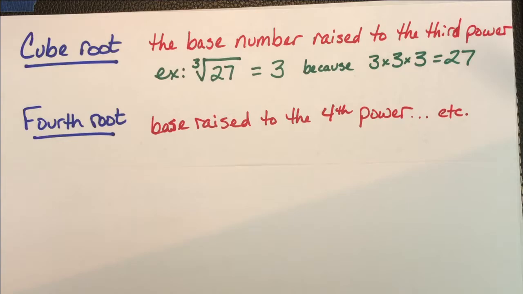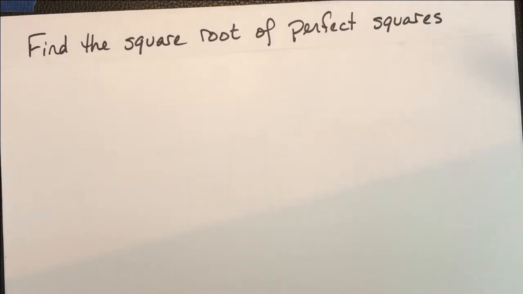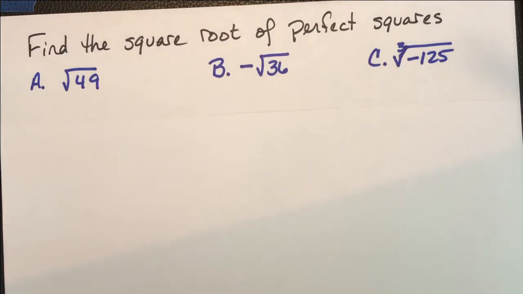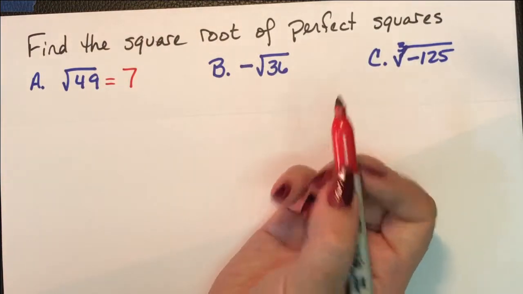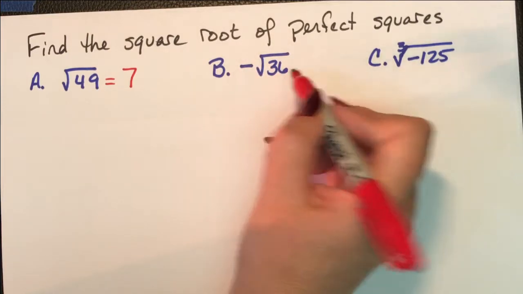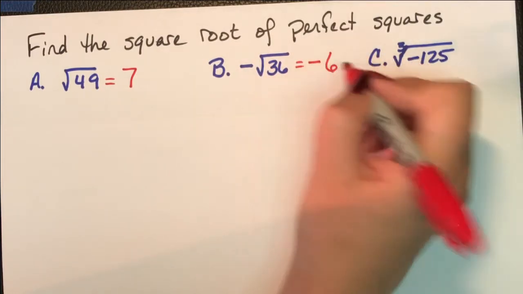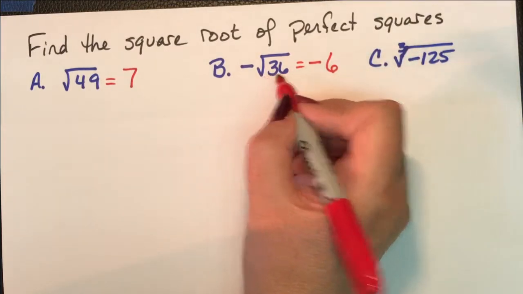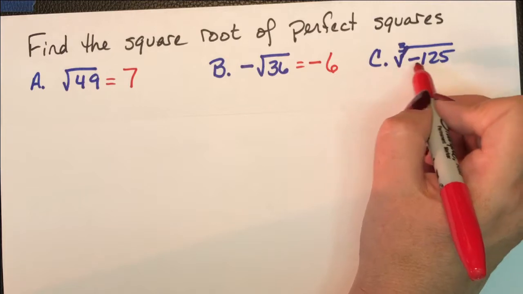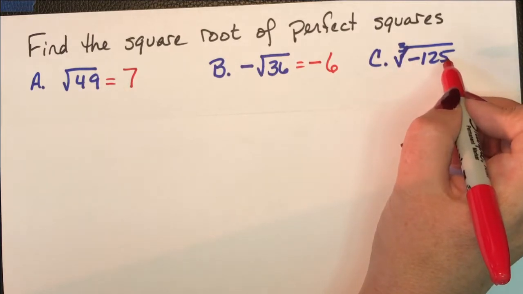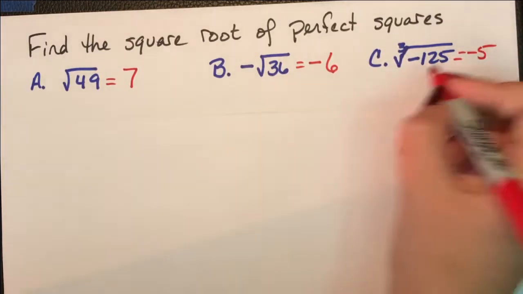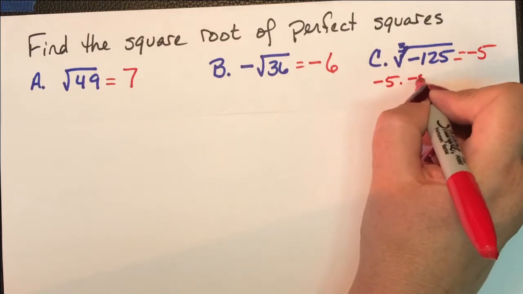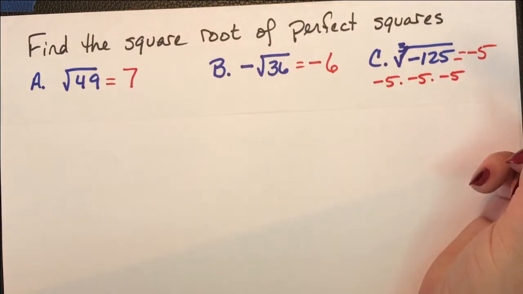So if we go to the examples, the first set of examples asks us to find the square root of some perfect squares. And they've given us some that are relatively easy to figure out if you know your multiplication tables. The square root of 49 is 7. The negative square root of 36 is going to be -6. Square root of 36 is 6. And then the cube root of -125, that's one that we worked on in our last section. That's -5, because we know that -5 times -5 times -5 equals -125.